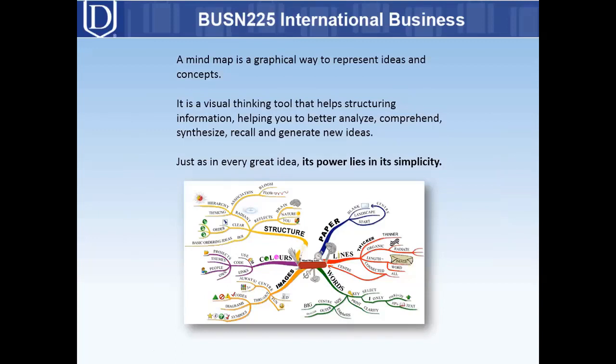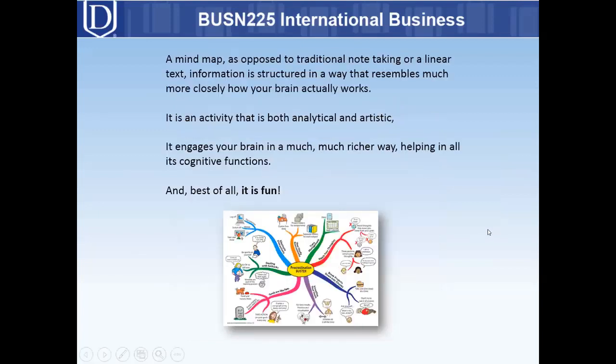Okay, so the fact of the matter is, keep it simple. That's the Keep It Simple program, okay? Which is my program, which means absolutely nothing. A mind map, as opposed to traditional note-taking or linear text information, is structured in a way that resembles much more closely how your brain actually works. So we look at images, and that's how we know how to do it. You look at your hand, we know it's a hand, because our brain has associated our hand with this.